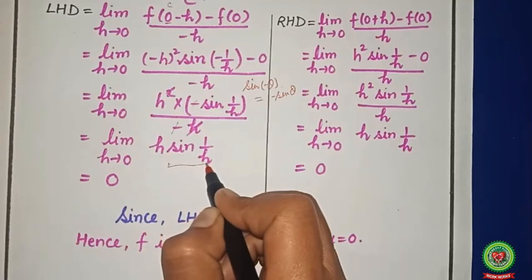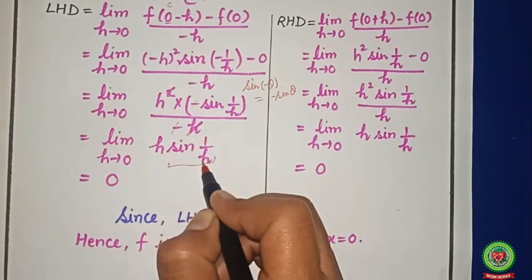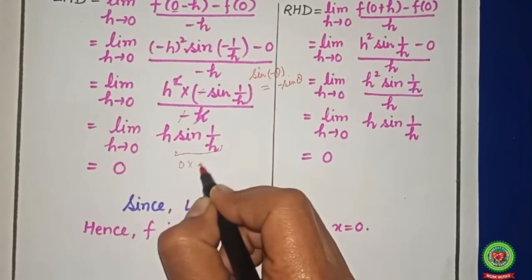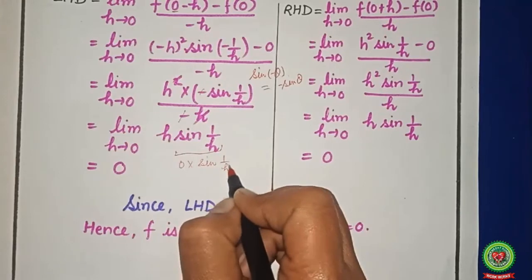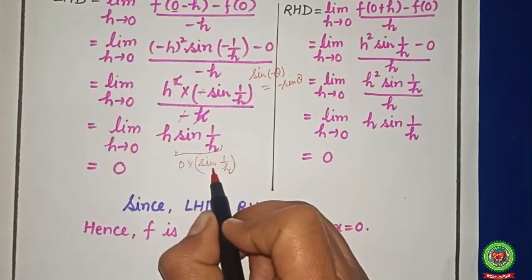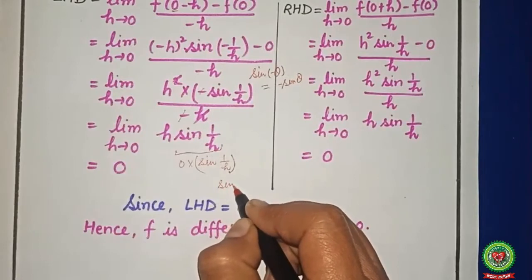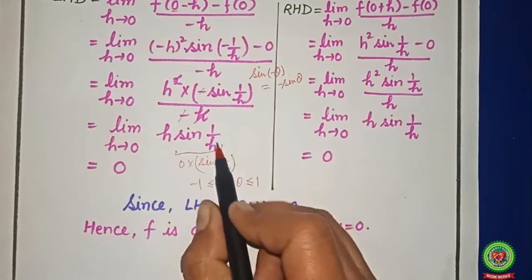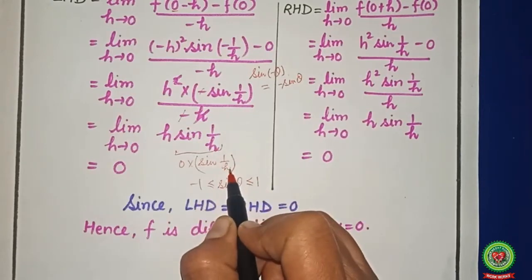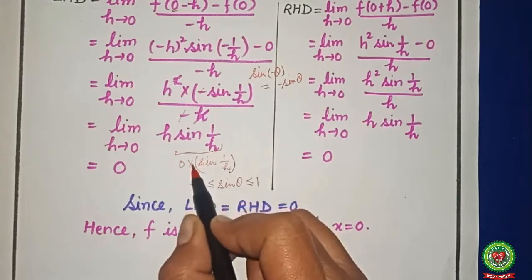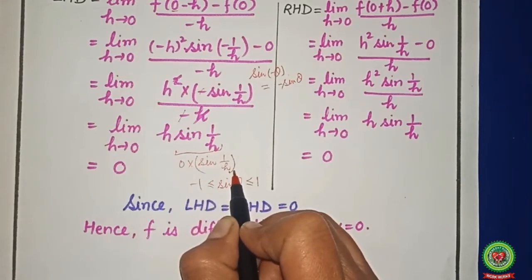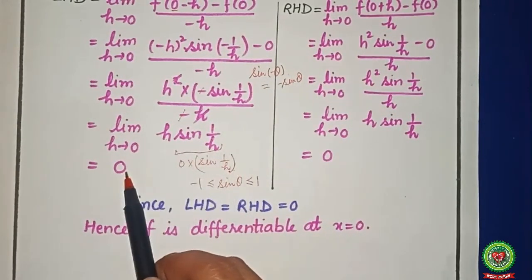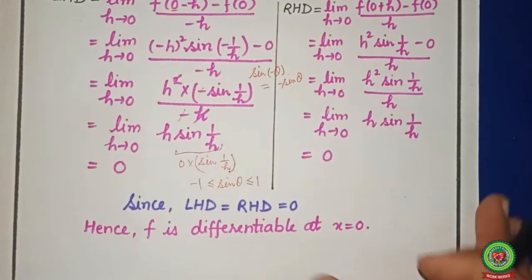Now, when you apply the limit, as sine 1 upon h is a bounded function, we can't apply the limit on it. Here we will apply the limit on h only. So, 0 into sine of 1 by h. It is a bounded function because value of sine theta lies between -1 and 1. So, when you apply 0 there, 1 upon h will become infinity, which does not exist. So we can't apply the limit on sine 1 upon h. So here 0 into sine 1 upon h, answer is 0.